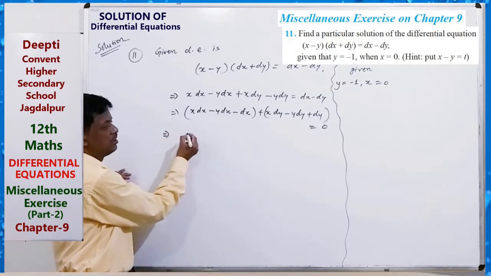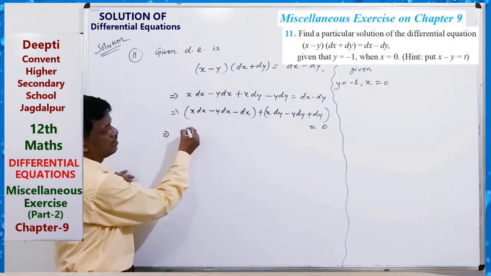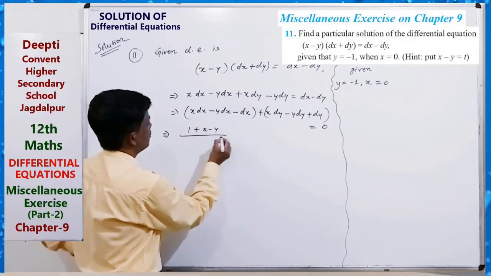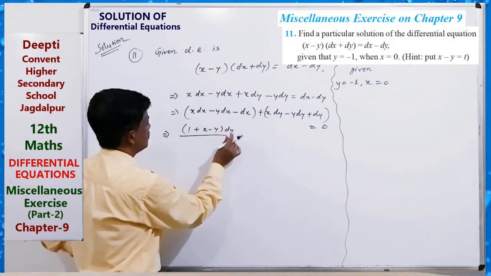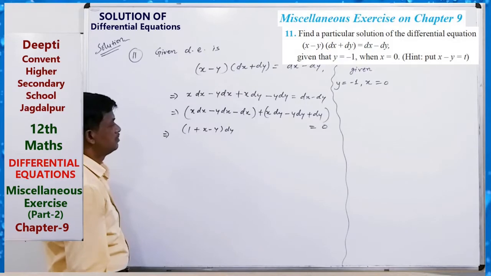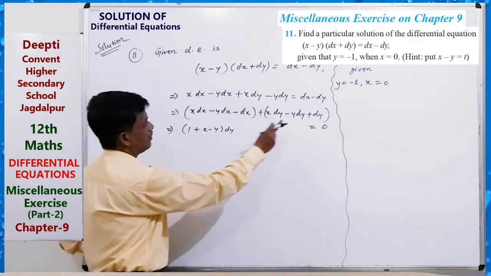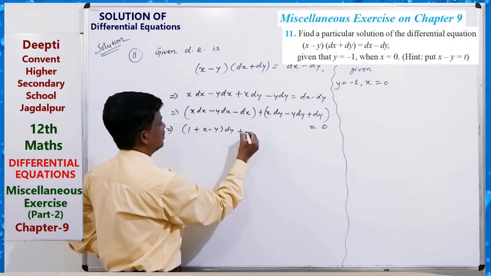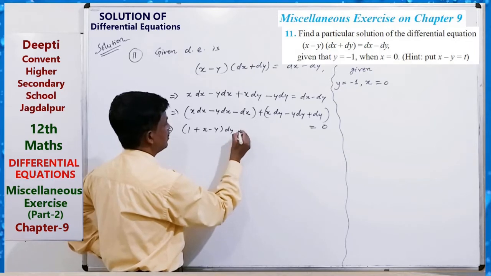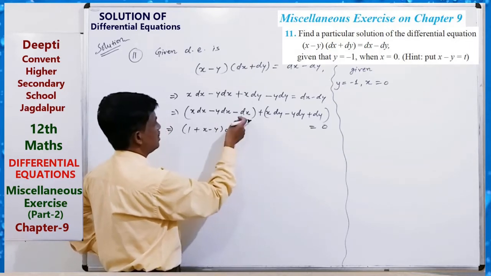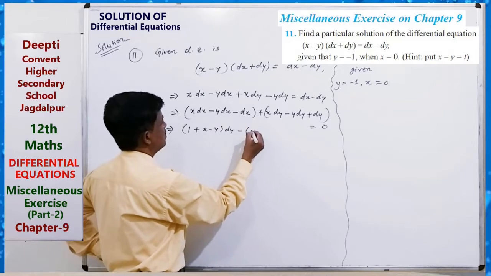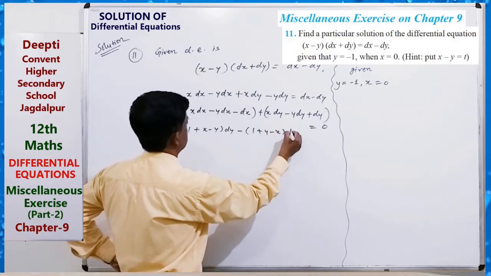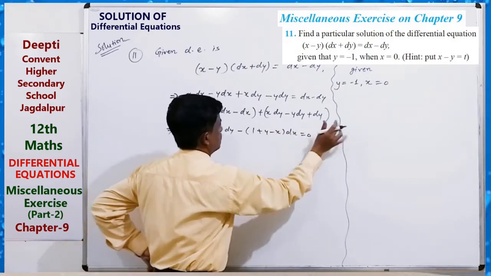So dy (1 plus x minus y) you can write like this. Here dy common, 1 plus x minus y, plus, taking minus sign, minus dx outside, so 1 plus y minus x dx equals to 0.